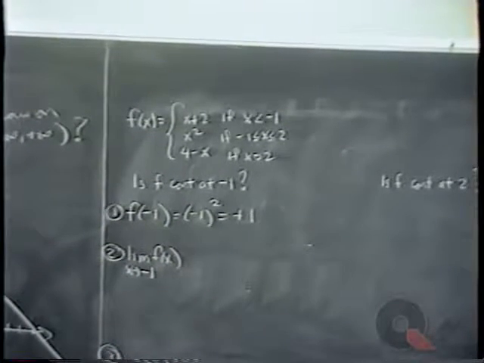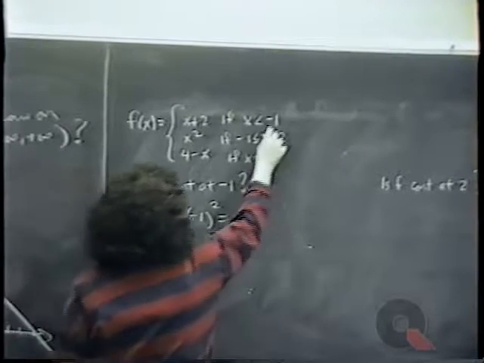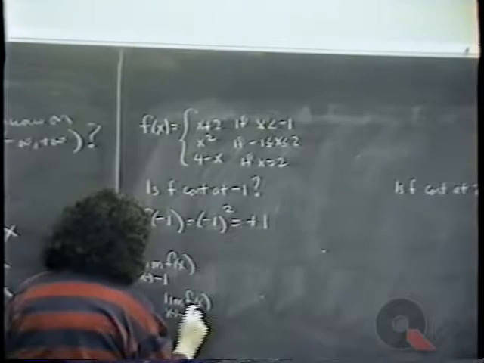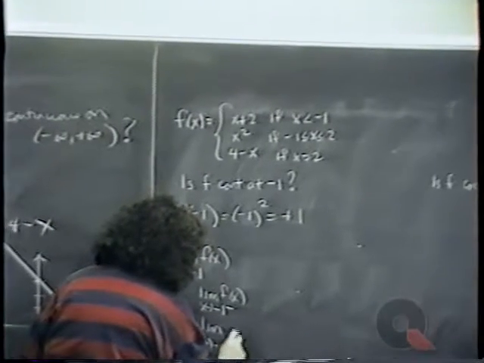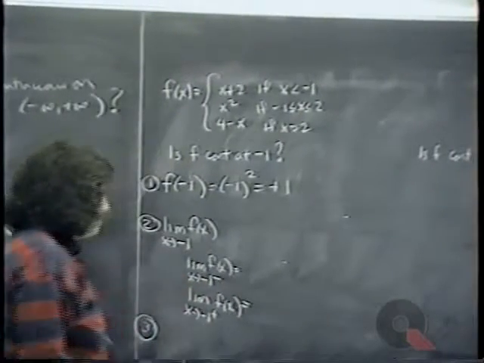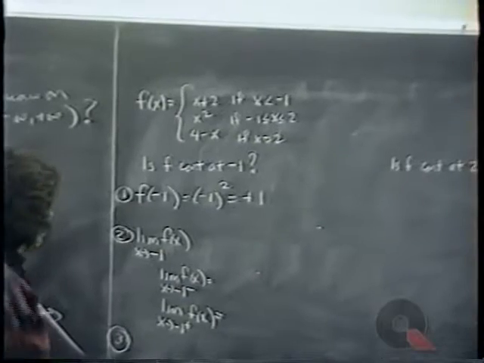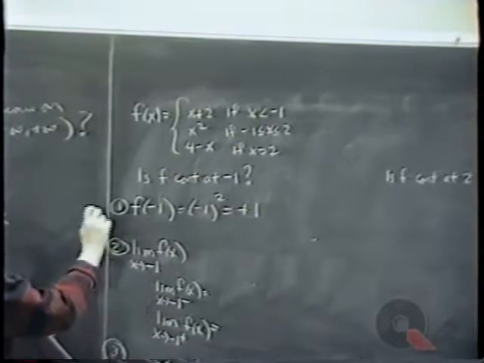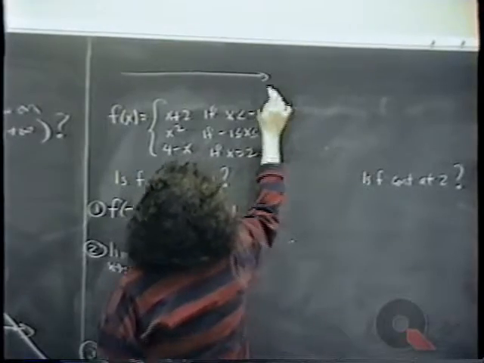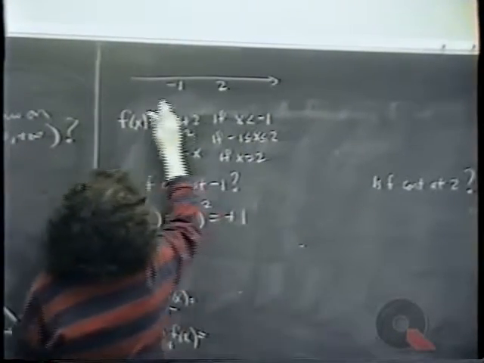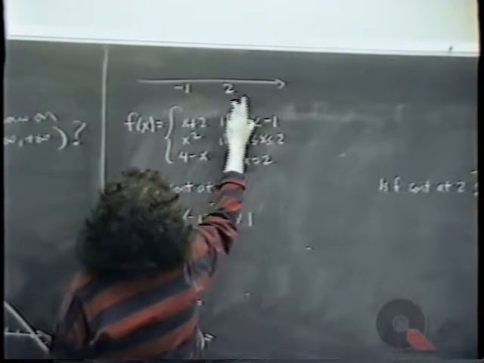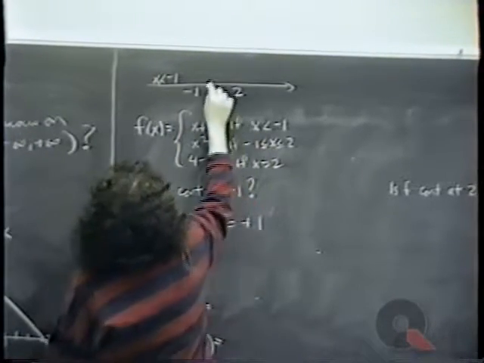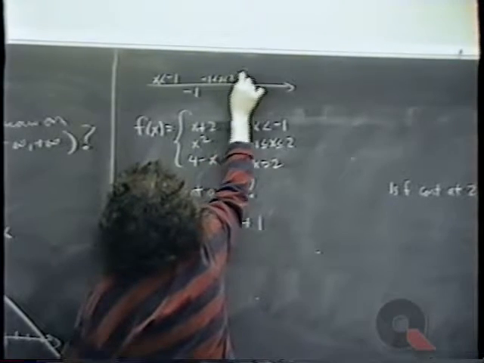Now, to find the limit of f of x as x approaches minus 1, since we have this split at minus 1, we're going to have to look at the limit of f of x as x approaches minus 1 from the left, and the limit as x approaches minus 1 from the right. And what we have to do here is to examine which part of the function gets substituted in for f of x. That's the whole trick here. We have our number line. We're breaking the function at minus 1 and 2. If we break the function at minus 1 and 2 here, we break the number line into 3 intervals. One where x is less than minus 1, one where we're between minus 1 and 2, and one where we're greater than 2.